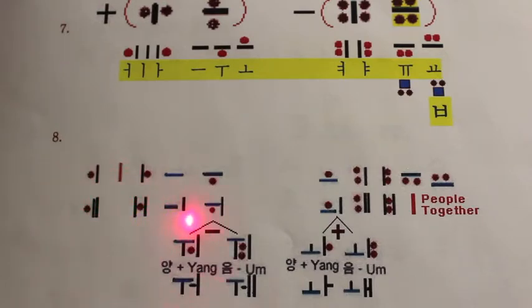This symbol has both yang and yin, represented by the single dot and the double dot. Since the basis of this symbol is a woman, the dots remain on the left. The single dot is yang and the double dot is yin. Similarly, the symbol for man has both yang and yin. Since the basis of the symbol is a man, the dots remain on the right.